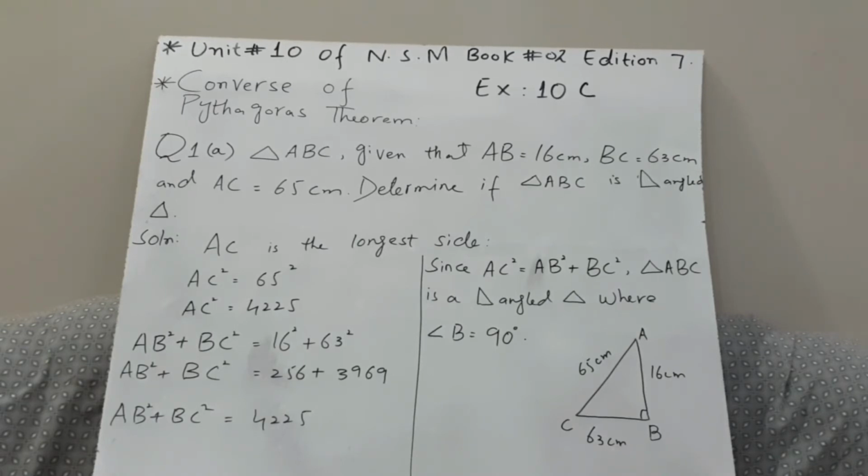So the longest side square is coming equal to the remaining two sides' sum of squares. So since AC square equals AB square plus BC square, triangle ABC is a right angle triangle. Why? Because we have taken the longest side square and it is coming equal to the sum of the squares of the two remaining sides. So it is proved.